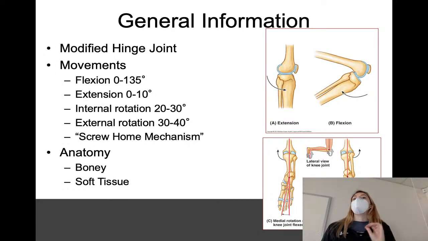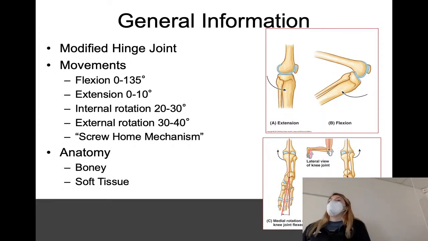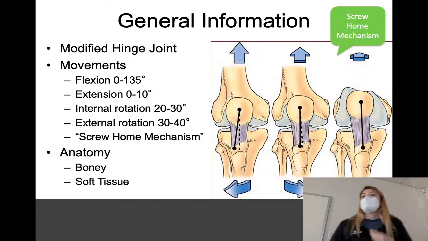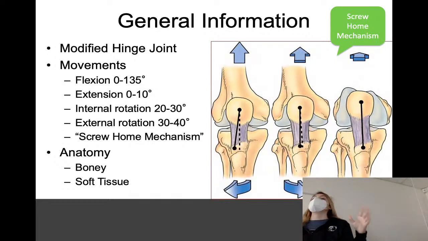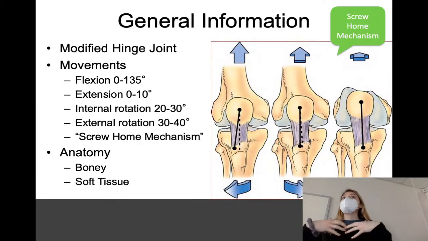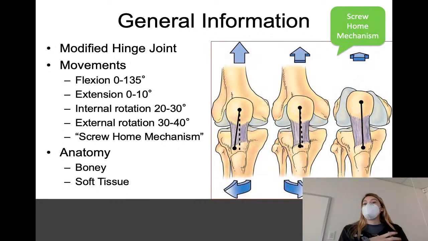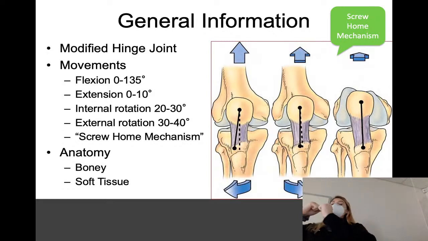But it's called a modified hinge joint because it has a tiny bit of internal and external rotation. So you can see it has flexion, extension, and then just a touch of internal and external rotation, which is called the screw home mechanism. The screw home mechanism, there are lots of animations on this, is basically when you are trying to reach full extension, your tibia has to rotate in order to lock in. In order to meet that final amount of extension, your tibia rotates so you can lock into full extension.